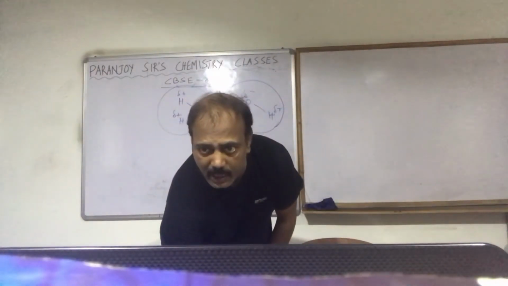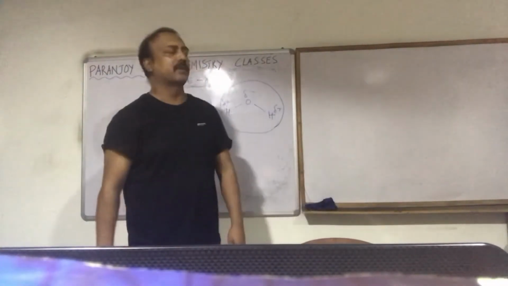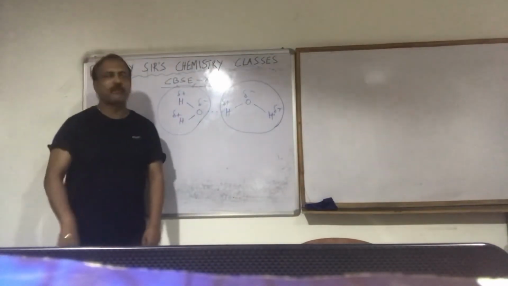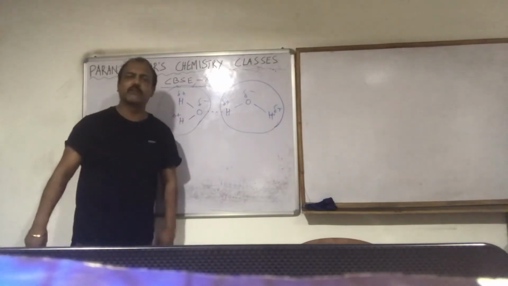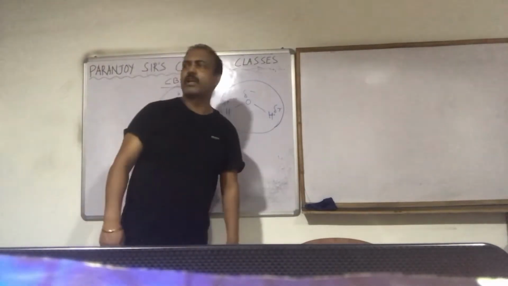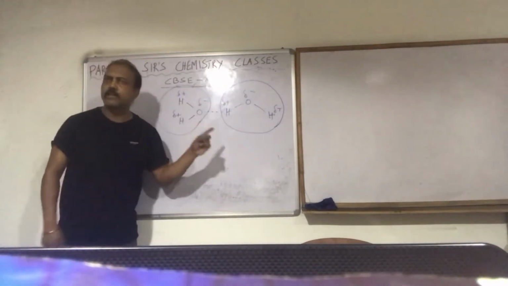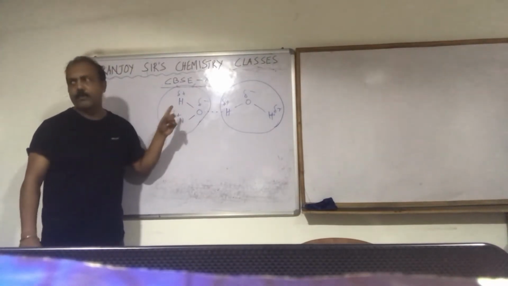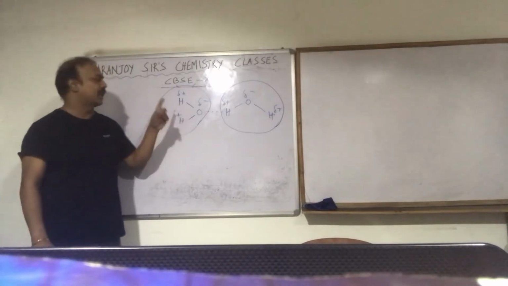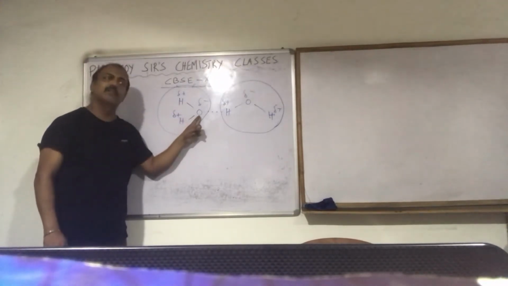Then the intermolecular force of attraction is known as what? Obviously, this is hydrogen bonding. Why hydrogen bonding? Now, if I ask you why hydrogen bonding, can you explain me? Because the molecule has hydrogen. First point. Just 2 points have to be followed. The molecule has hydrogen, and that hydrogen is directly bonded to the oxygen.